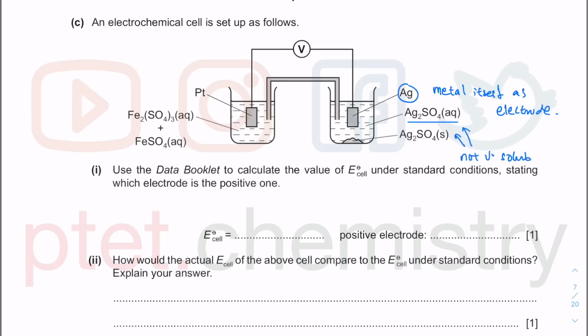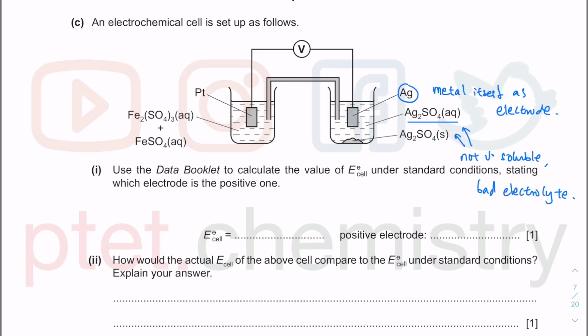This is a bad electrolyte, because how are you going to get 1.00 mole per dm cube? It's going to be almost impossible, especially when this thing is very sparingly soluble. That's why you did Ksp just now, almost not soluble at all.